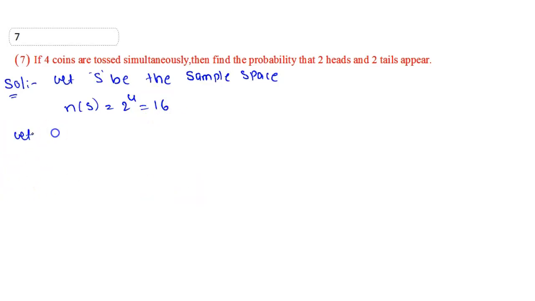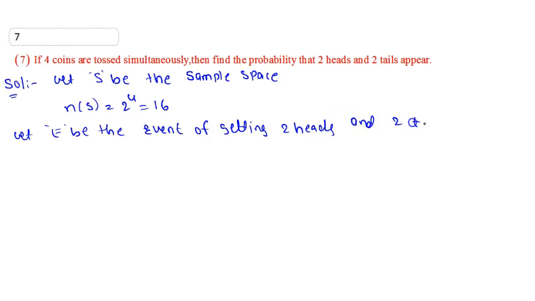And let E be the event of getting 2 heads and 2 tails, right? So here E is equal to the set of TTHH, 2 heads 2 tails, right? THTH, right?